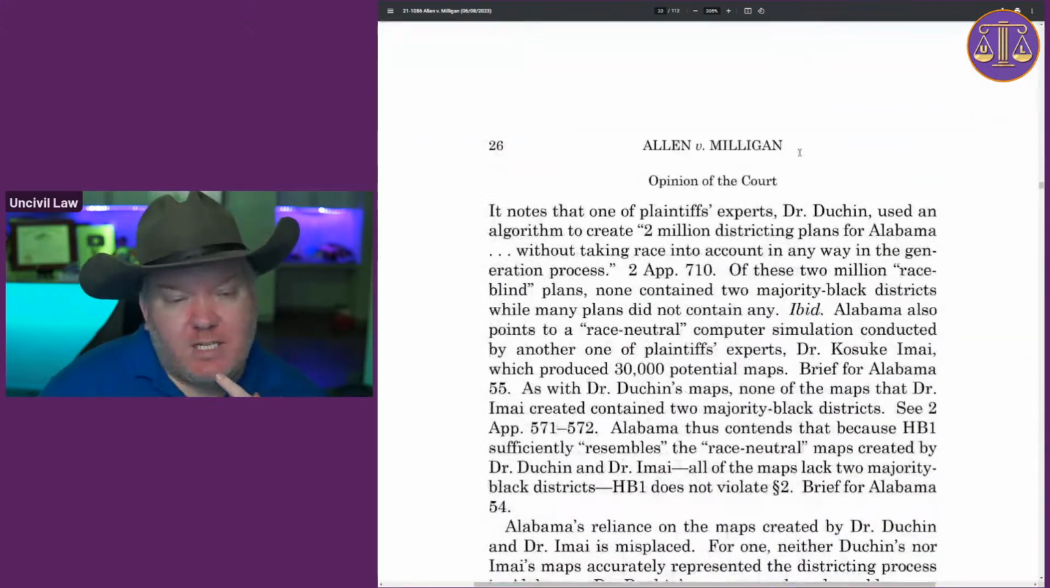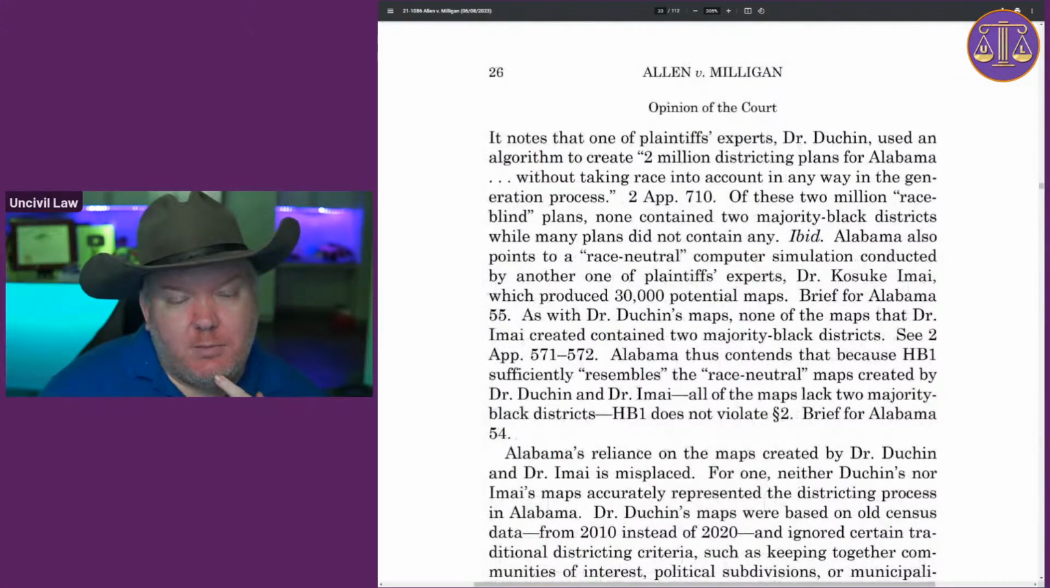It notes that one of the plaintiff's experts used an algorithm to create 2 million plans for Alabama without taking race into account in any way in the generation. Of those 2 million race-blind plans, none contained 2 majority districts, and many plans did not contain any. Okay. Alabama also points to a race... Really? None of them? Okay.